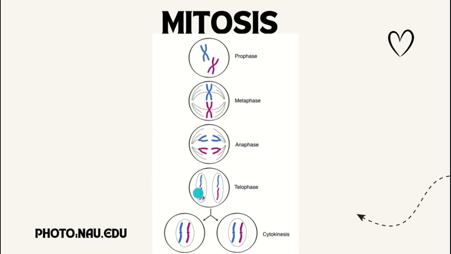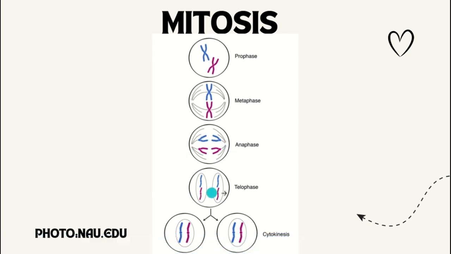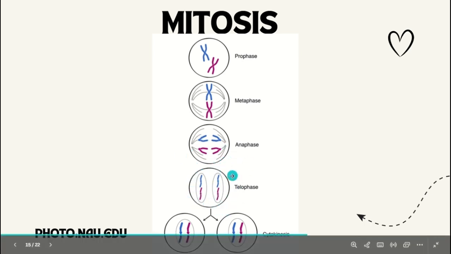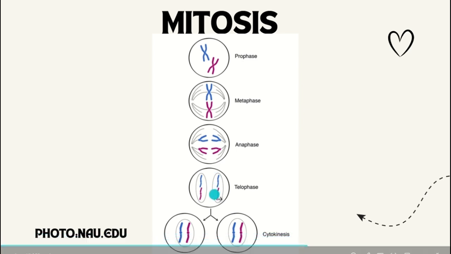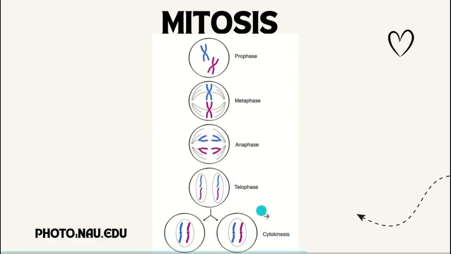Now, what's happening in telophase is just that after they've gotten to opposite ends of the cell, we're going to have a membrane forming around them, right? Basically, they have their own individual nucleus forming around them. So they're pulled towards the ends of the cell, and you have equal amounts on both sides in telophase.